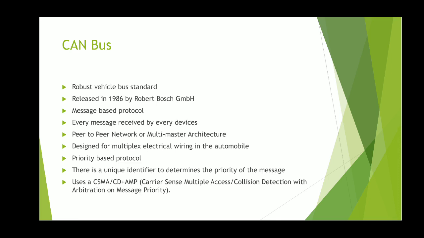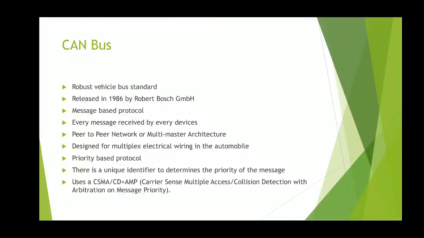If we use separate copper cables for communication between these devices, we may need maybe thousands of copper cables. So in order to reduce the number of copper cables needed for the communication, Robert Bosch invented the CAN bus, and it was released in 1986.